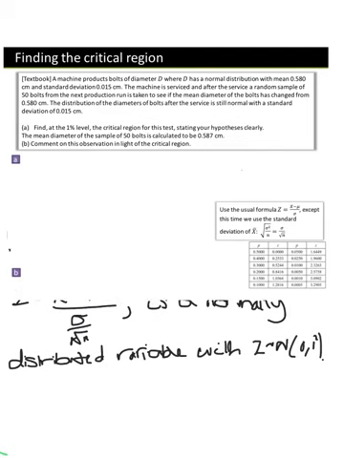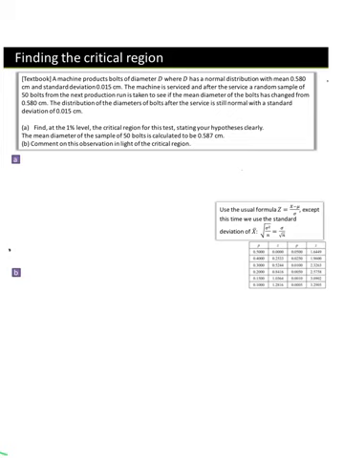So in this example, we're told that a machine produces bolts of diameter d, where d has a normal distribution with a mean of 0.58 centimetres and a standard deviation of 0.015 centimetres. The machine is serviced, and after the service a random sample of 50 bolts from the next production run is taken to see if the mean of the diameter of the bolts has changed from 0.58. The distribution of the diameters of the bolts after the service is still normal with a standard deviation of 0.015 centimetres.